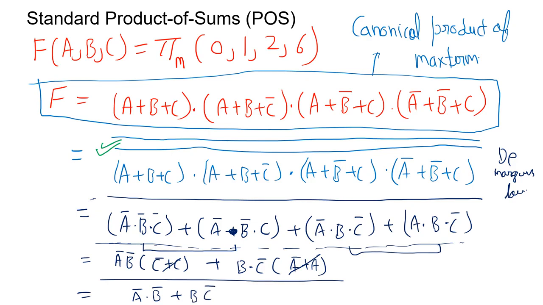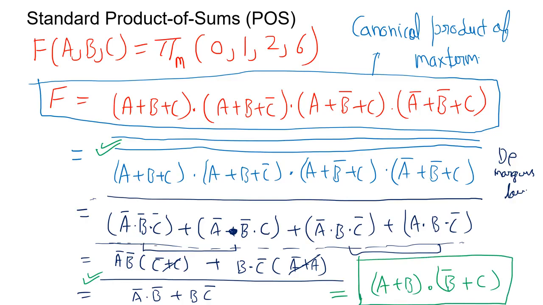Now let me break this bar. You are using De Morgan's law again. So I will break this bar, and what I will get is (A plus B) dot (B bar plus C), and this expression is known as standard product of sum, that is known as POS. Getting? So you are getting POS here.